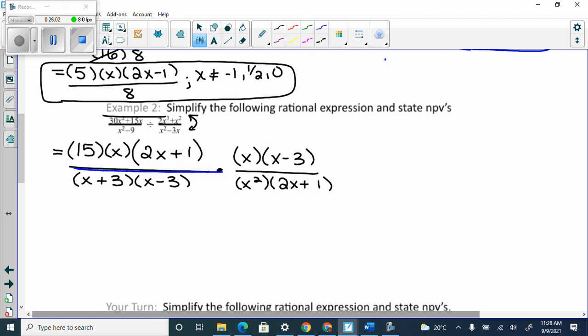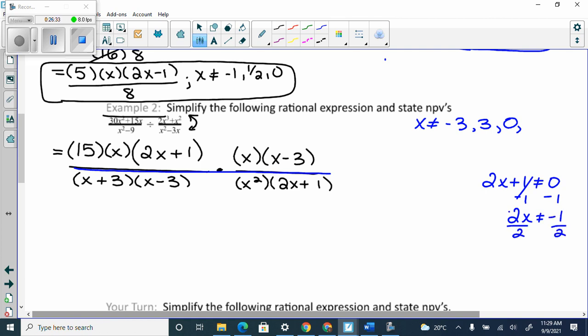So then we can do this. We state NPVs for everything. So we get x plus 3, so x can't equal negative 3. X minus 3, so we get x can't equal 3. X, we just get a 0. X minus 3, we get a 3, which we've already done. X squared, when an x squared is by itself, what's the NPV? 0. And then 2x plus 1, we'll do some work, so that one's a little bit bigger. 2x plus 1 can't equal 0. Subtract 1. 2x can't equal negative 1. Divide by 2. X can't equal negative a half.